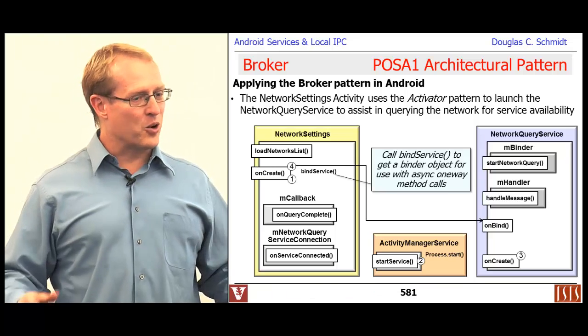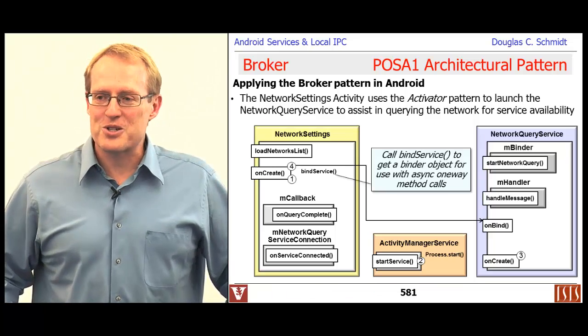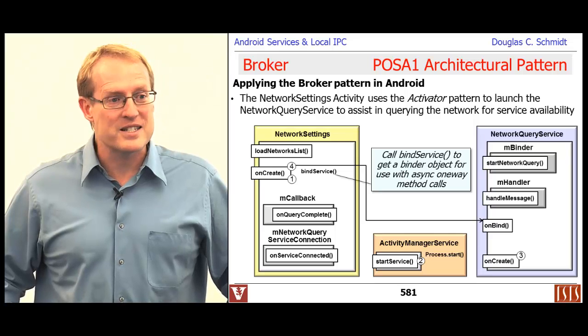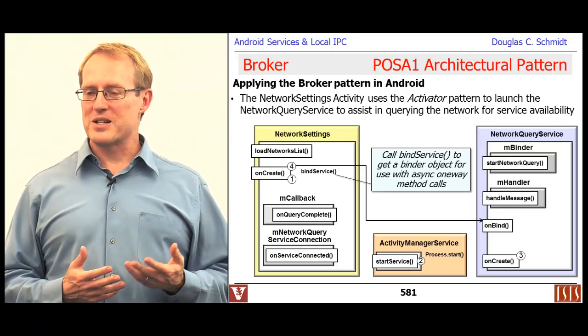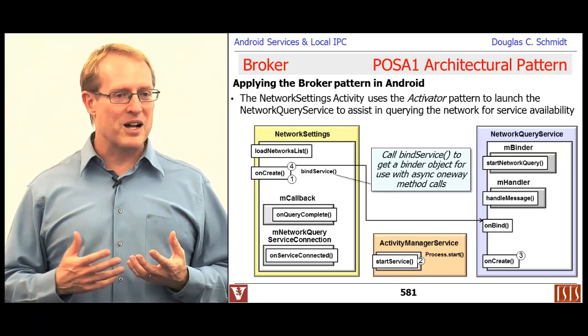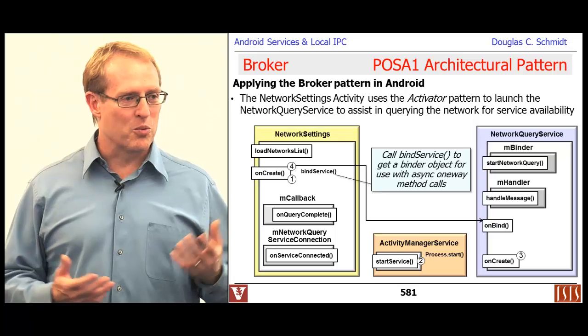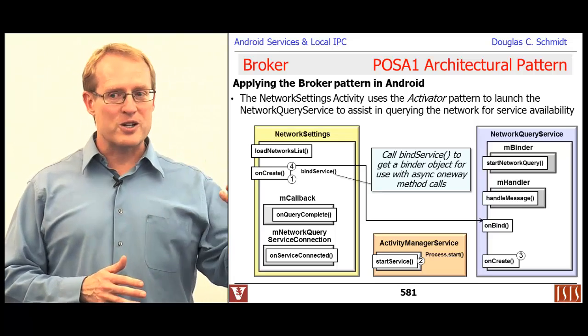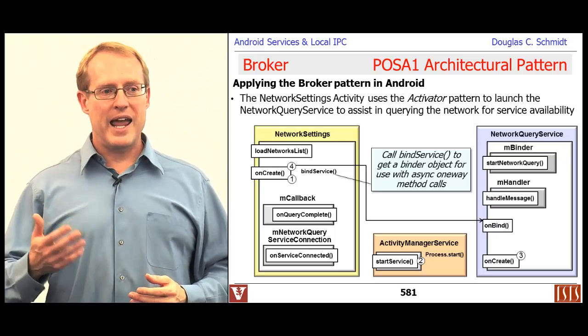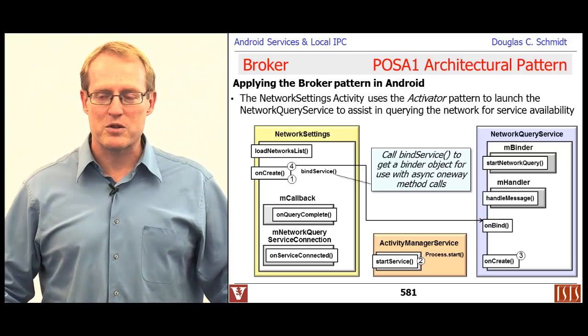And then here's kind of the quirky part. Right after it calls start service, the network settings activity then makes a call to bind service, which is a little weird because it's kind of this Frankenstein monster that's a little bit of both worlds. The network query service is both a started service, because start service was called, and a bound service, because bind service was called on it.